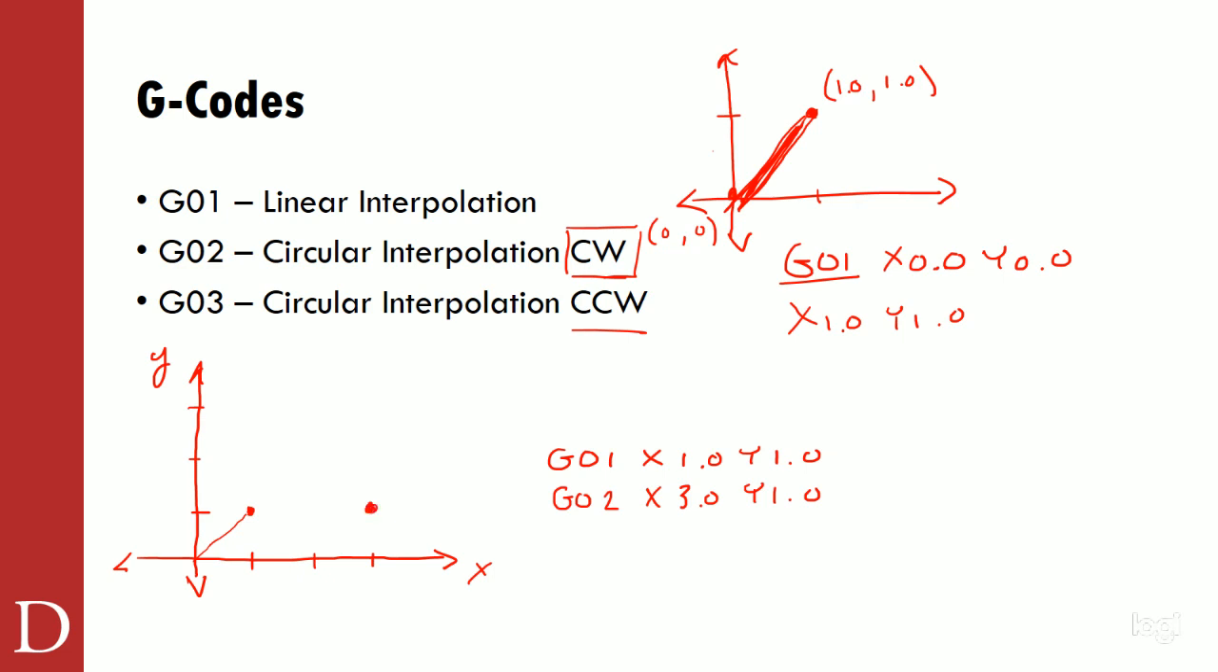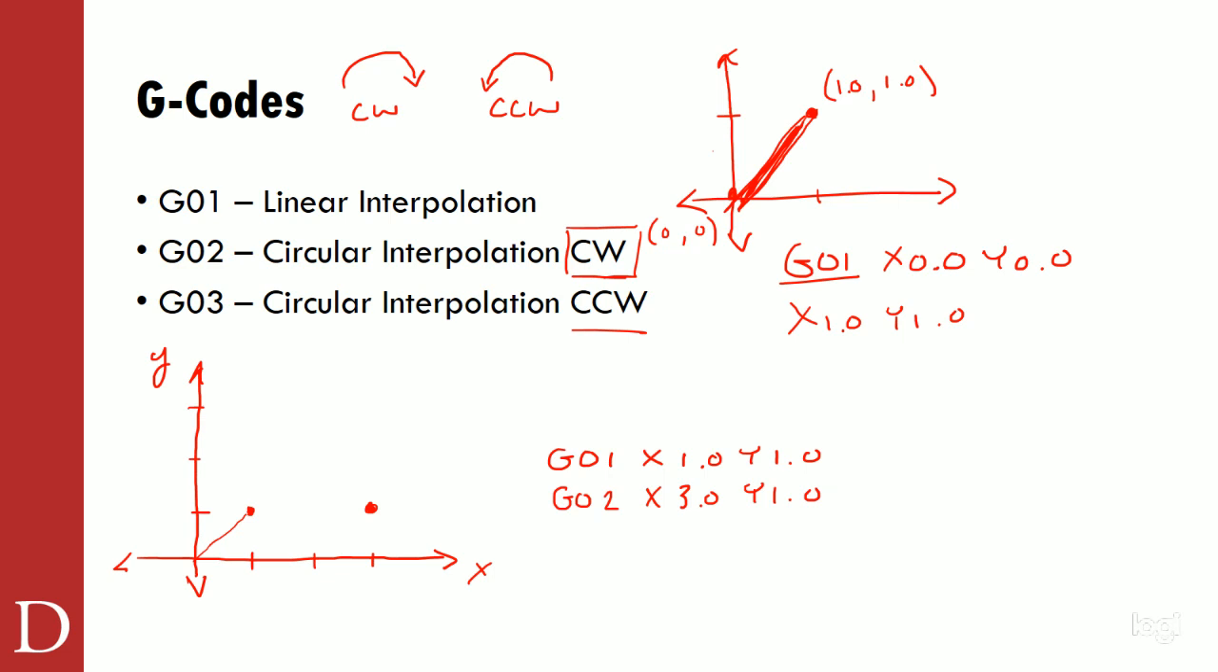But we're going to use a circular interpolation in the clockwise direction. Clockwise direction again means we're going to go this way, like a clock would rotate. And a counterclockwise direction would be we're going to go that way. So that's clockwise versus counterclockwise. We need one more command to give it, and we can do this either with an IJ or with just a radius.